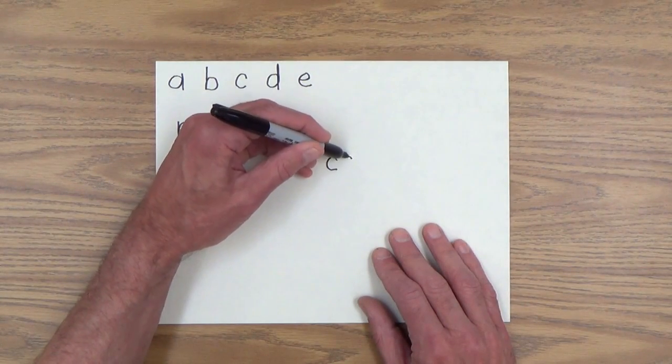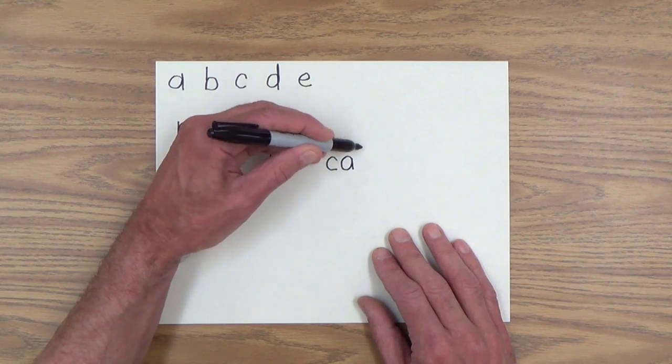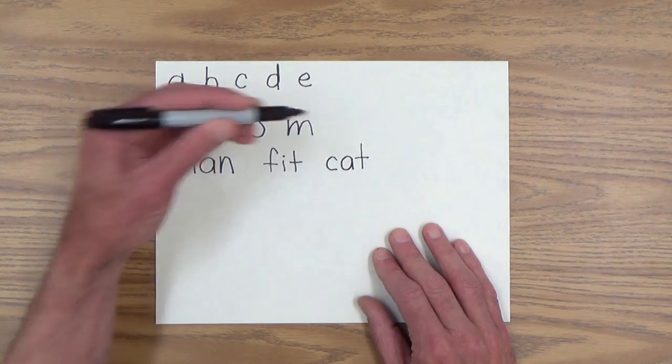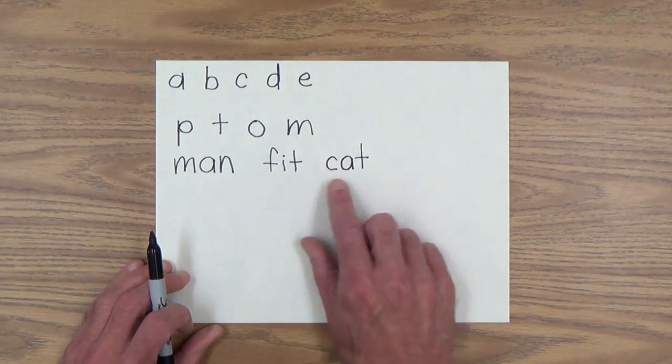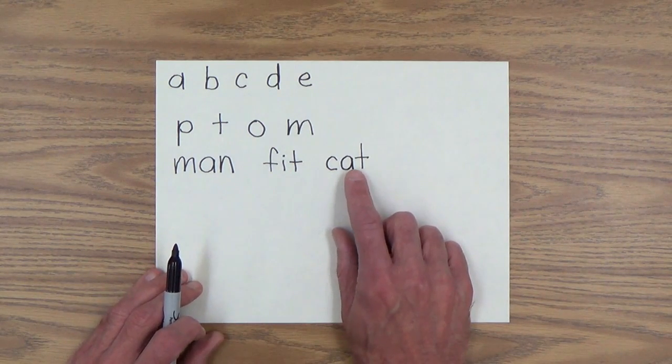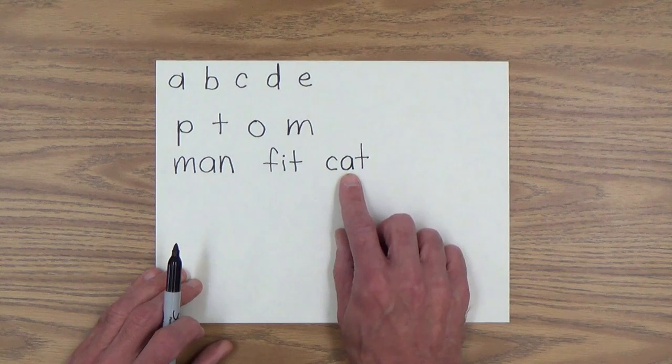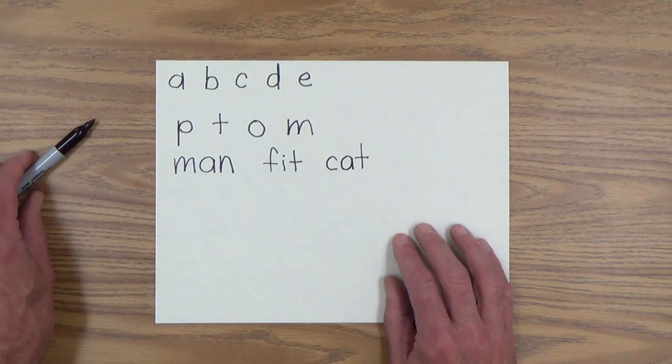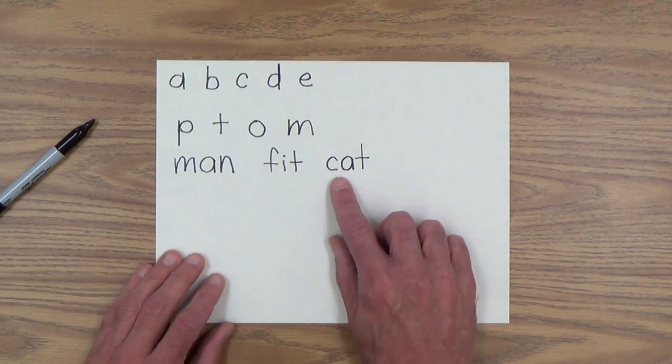And while I'm thinking of it here, you can point out to your child, you could say, look, these letters are close together. They're right next to each other, the letters in these words. And that's very important. We'll talk about that in a little bit. So anyway, let's do this example here.